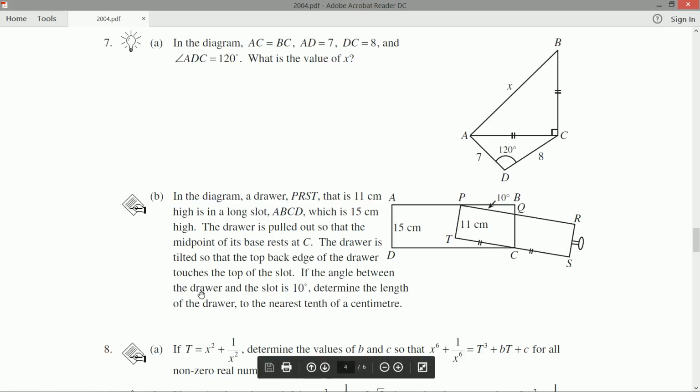If the angle between the drawer and the slot is 10 degrees, okay, looks like BPQ is what we're talking about. Determine the length of the drawer, so determine PR or TS, to the nearest tenth of a centimeter. Okay.